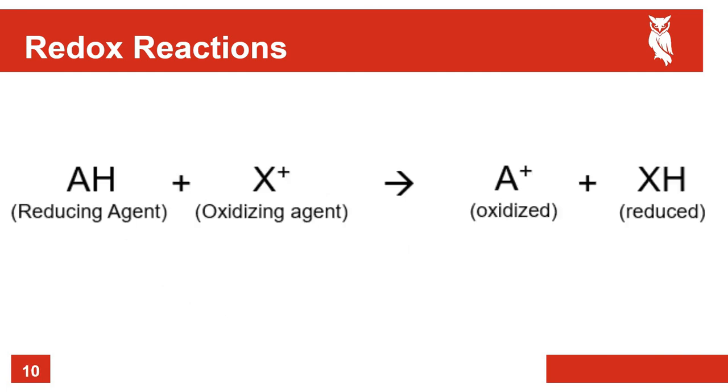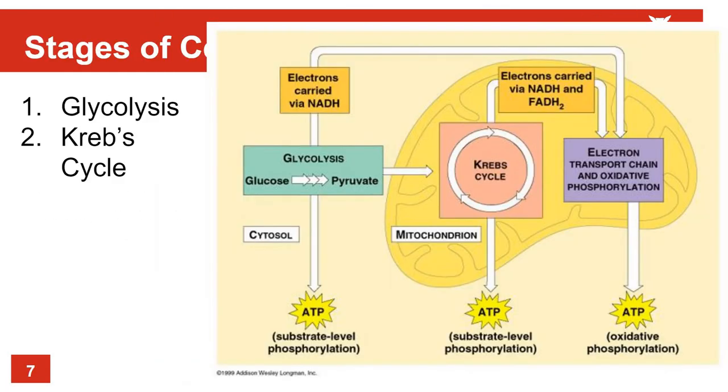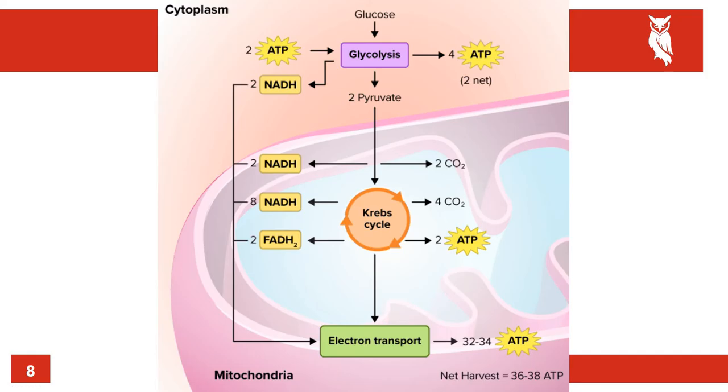So if we look, what's the goal of cellular respiration? To create ATP. To create ATP from glucose, right? We've got 3 stages in cellular respiration. Glycolysis makes 4, but you have to input 2, so we have a net of 2. Krebs cycle makes 2 ATP, and then we've got the electron transport chain, which is 32 to 34. So most of your ATP is made in your electron transport chain, specifically 34.